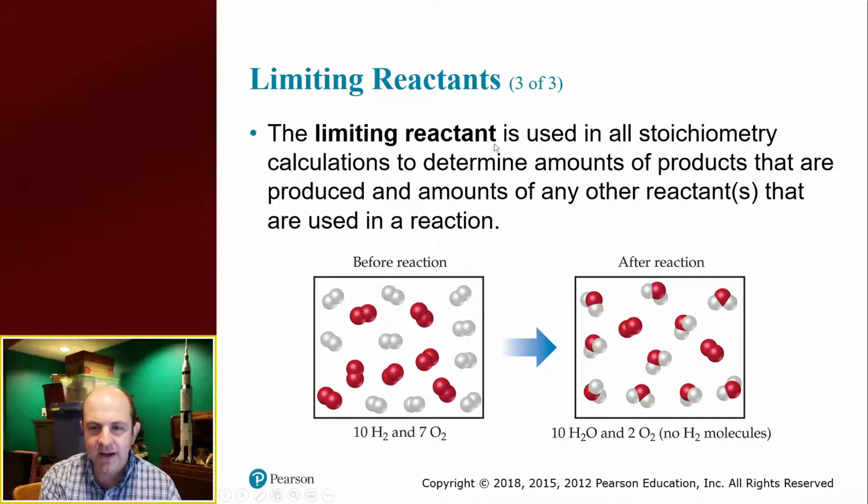So that limiting reactant is very important because it tells you when the reaction stops, it tells you how much we can really make, how much product we could really get. And so that's why we want to do every other calculation based on the limiting reactant once we know what it is. So if we want to say, how much oxygen is left over, we base it off the hydrogen. If we want to know how much water we could make, we base it off the hydrogen.